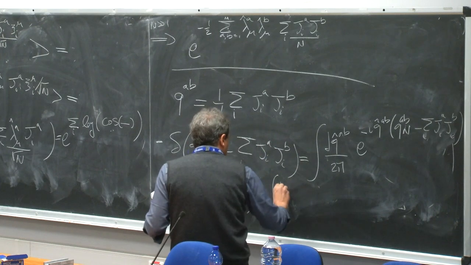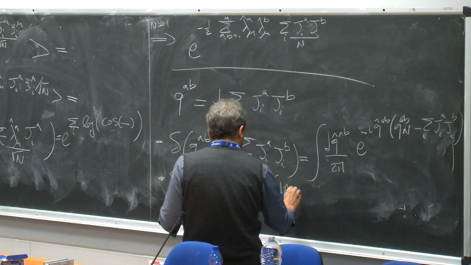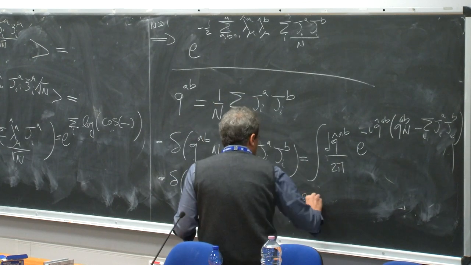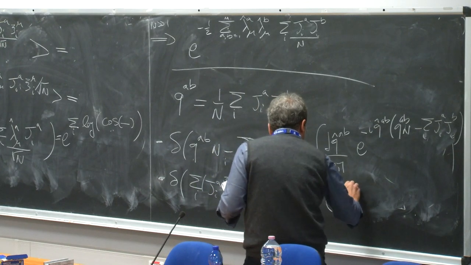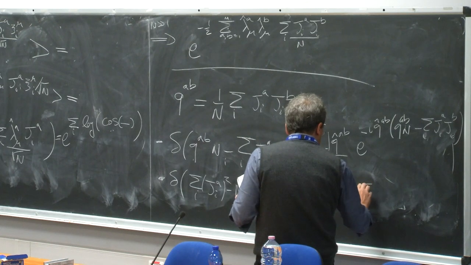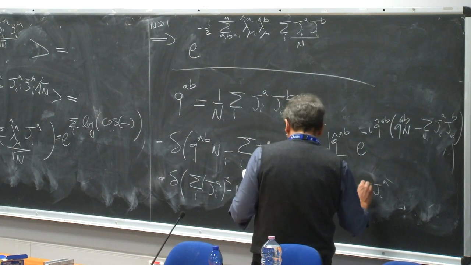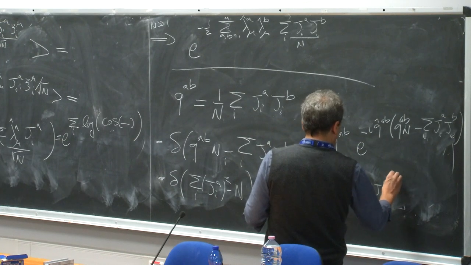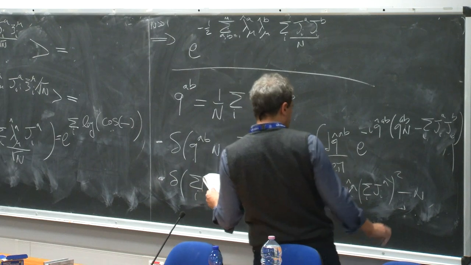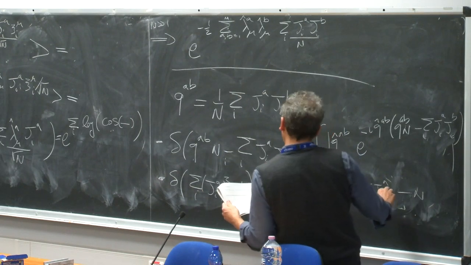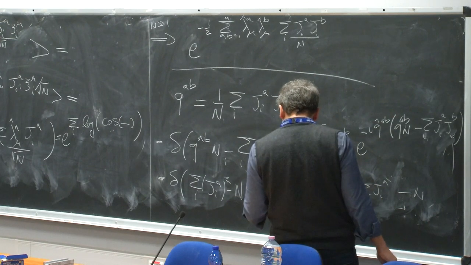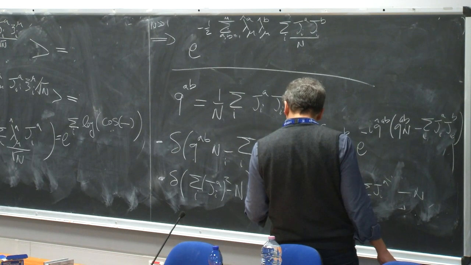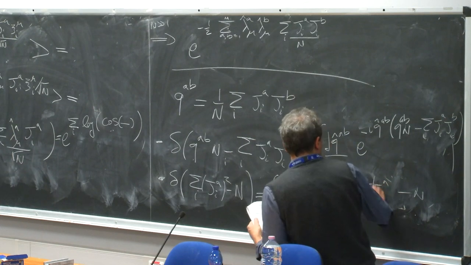Some k_a over 2 pi, and then I have, okay, exp of minus i k_a at sum over i of j_i^a squared minus n. Is that what, no, I made a mistake here.